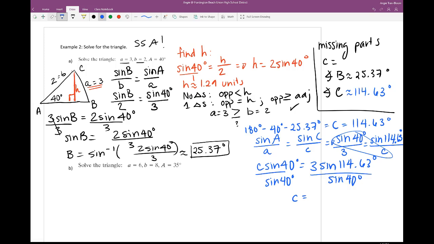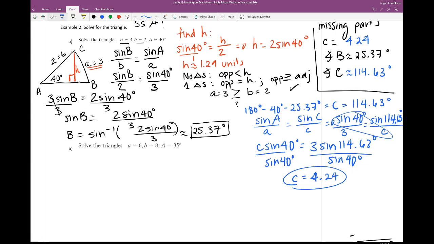So 3 times sine of 114.63 divided by sine of 40 degrees. That is 4.24. And that is the end of example 2A. Now let's do the last example in 8.2, which is example 2B. Again, solve for the triangle.